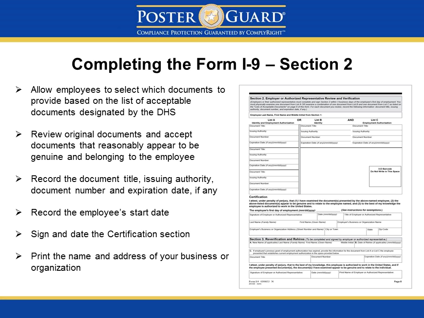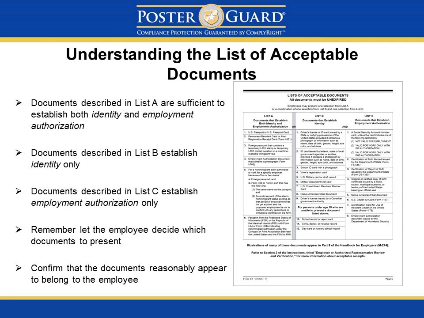Before I continue on to the common mistakes with Section 2, I want to touch on the list of acceptable documents. So this slide shows the current list of acceptable documents that's printed on the I-9 form, and so this is what the employee sees, and this is what the employee has to select from. The purpose is for the employee to show proof of his or her identity and to establish work eligibility.